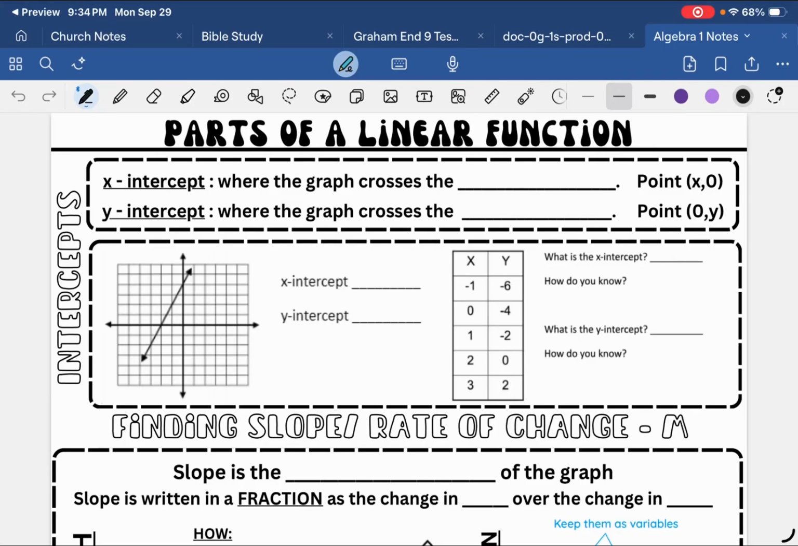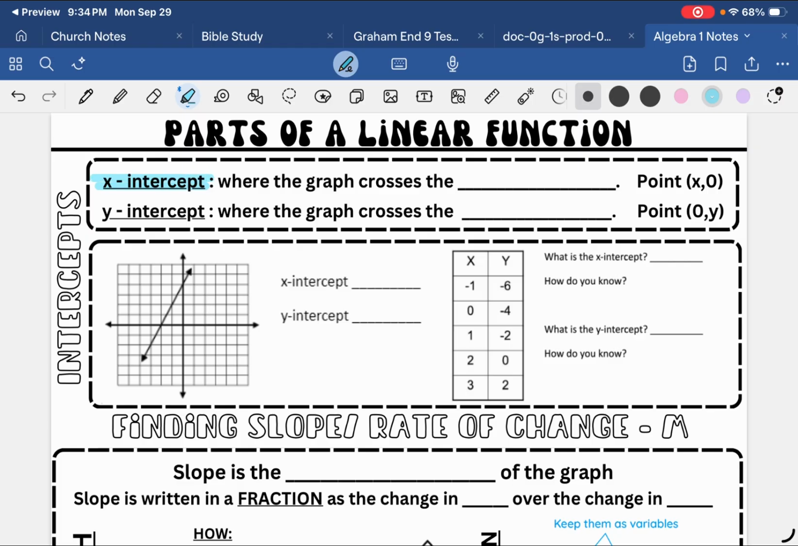All right, hey, we are going to talk about the parts of a linear function. Everything in Unit 3 is all about graphing a linear function, but if we don't know the parts of a linear function, it's really hard to graph the line. So, the first thing we're going to start off with is intercepts.